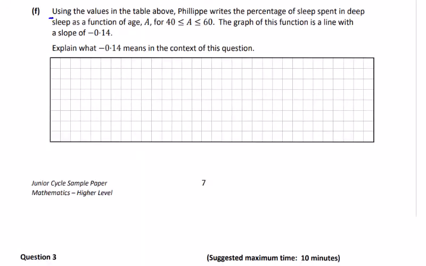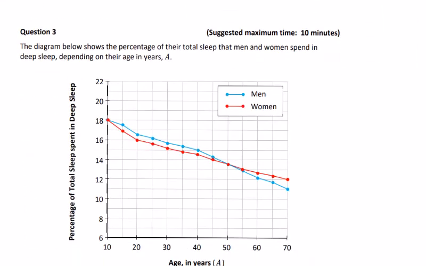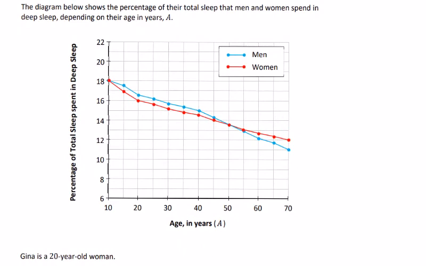And the last part of this question says, using the values in the table above, Philippe writes the percentage of sleep spent in deep sleep as a function of age. There's a lot of information here, between 40 and 60. And then the graph of this function is a line with a slope of minus 0.14. We're asked to explain what this minus 0.14 means in the context of this question. He's talking about men here, between 40 and 60. You can see it does look like a straight line here, even on the graph, and we have a slope of minus 0.14 between this point and this point.